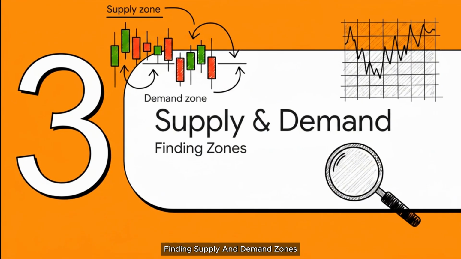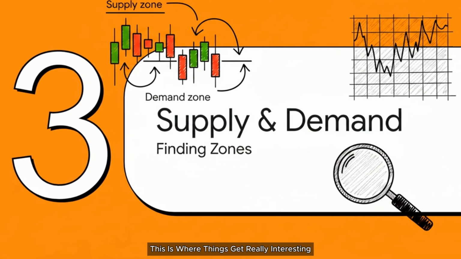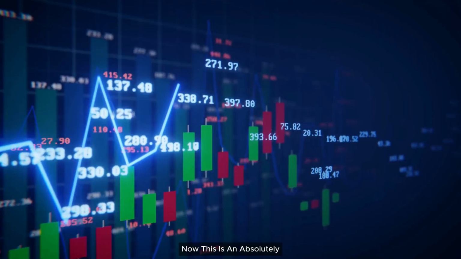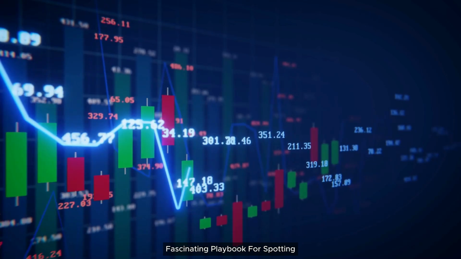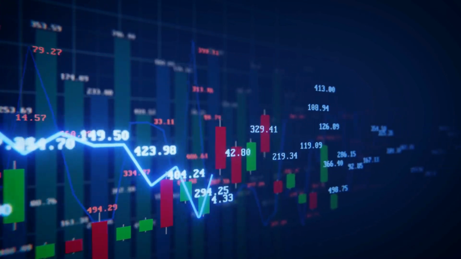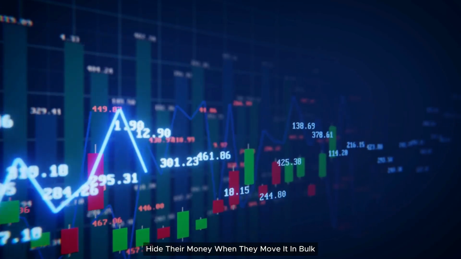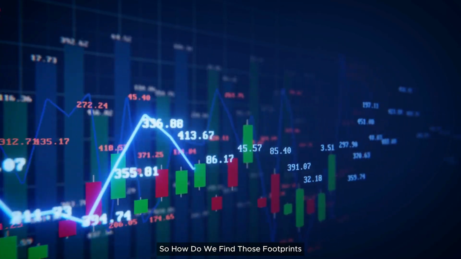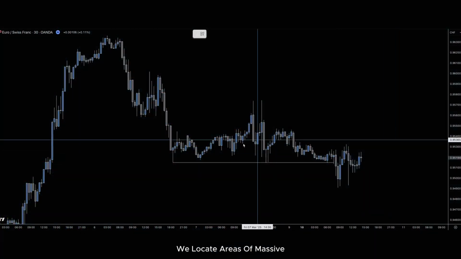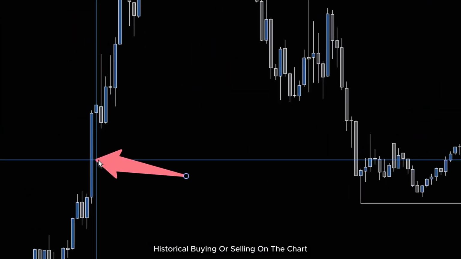Alright, part 3, finding supply and demand zones. This is where things get really interesting. Now, this is an absolutely fascinating playbook for spotting institutional demand. Massive financial institutions leave massive footprints, right? They simply cannot hide their money when they move it in bulk. So how do we find those footprints? Well, first we locate areas of massive historical buying or selling on the chart.